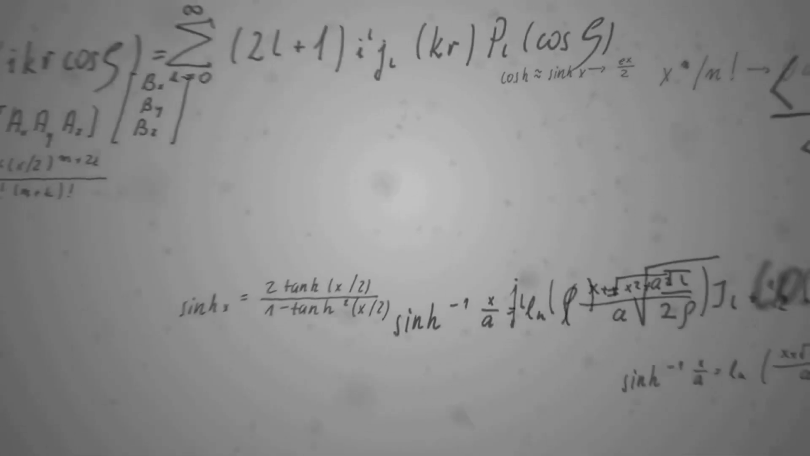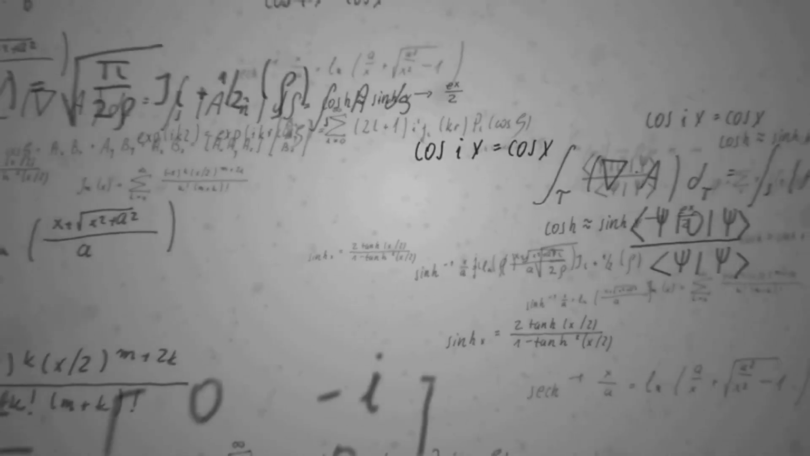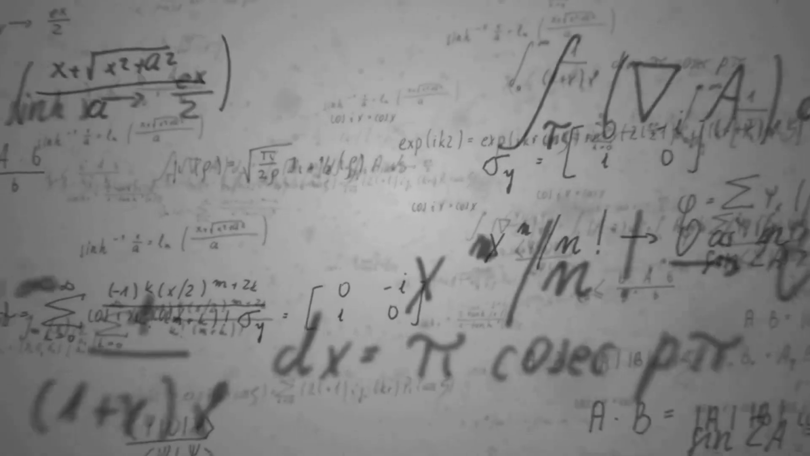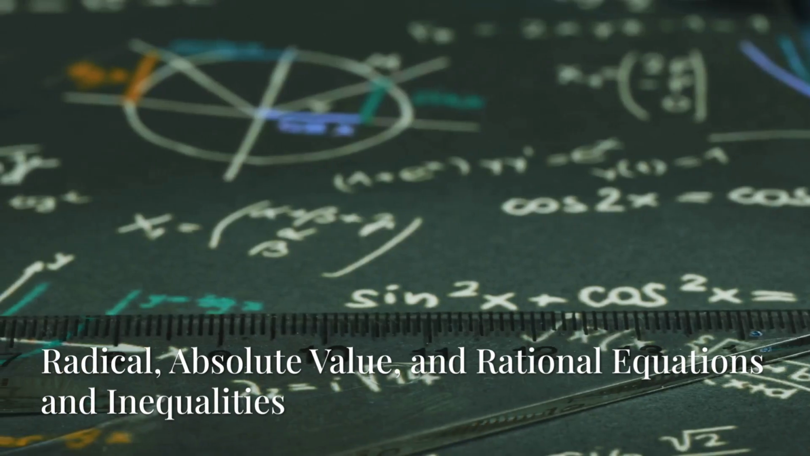Conclusion. The maximum value of the function g of x equals negative x squared plus 4x plus 1 is 5, occurring at x equals 2. There is no minimum value.